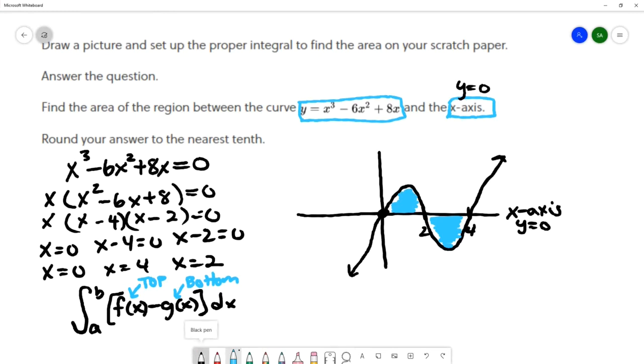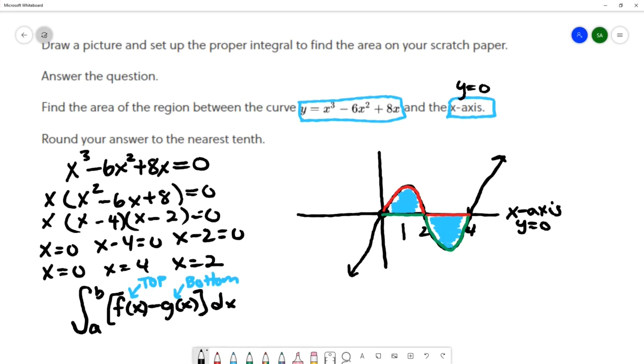So in order to calculate this definite integral, I noticed that on this portion of the graph from 0 to 2, my cubic is the top curve and the x-axis is the bottom curve. However, on the other portion, the x-axis is the top curve and the cubic is the bottom curve. So because the top and bottom curve change throughout the interval that we're interested in, we have to set up two separate integrals to find the area between these two curves.